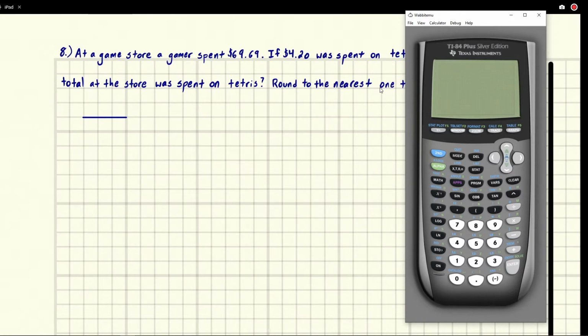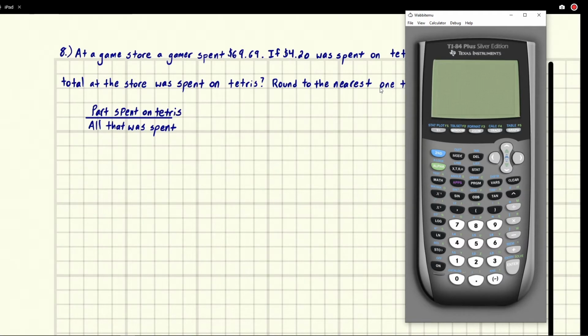So the bottom is all that was spent, because that's going to be everything. That's 100%. So that's kind of what we think here. We think, well, this is like everything, and then the top is going to be the portion that was spent on Tetris. Part that was spent on Tetris.